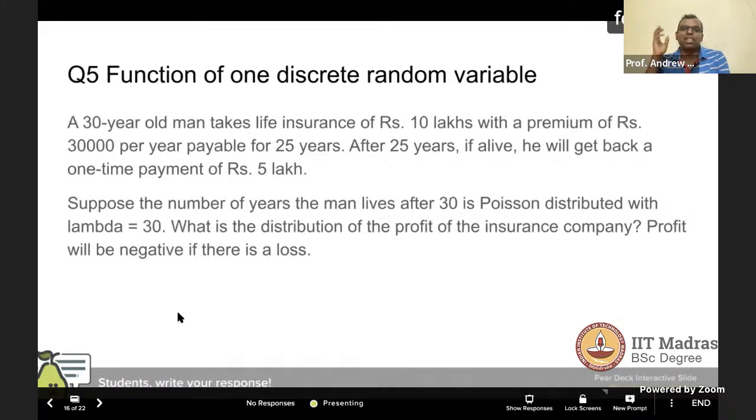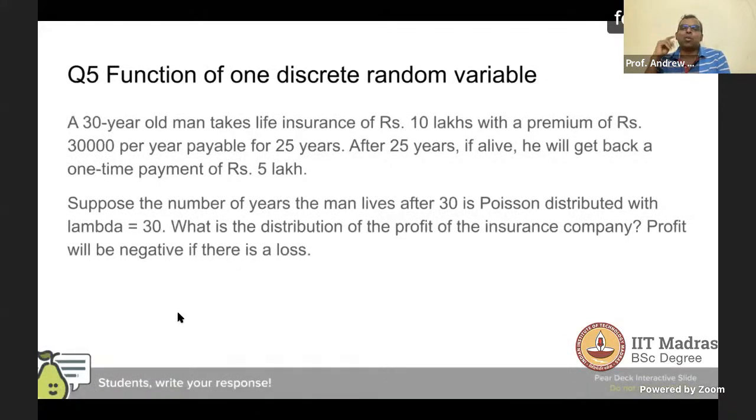I've just picked up some hypothetical problem in the life insurance sector. Many of you may be young, many of you may be older. Some of you will know these kinds of policies that, for instance, LIC sells a lot of. I'm not saying these numbers are correct. I've just cooked up some numbers off the top of my head. But this is a situation where a function of a random variable occurs.